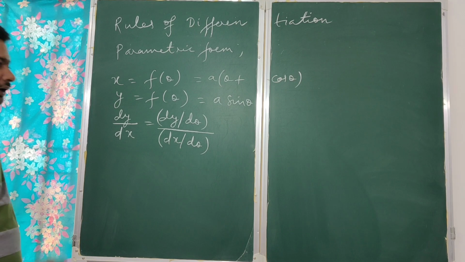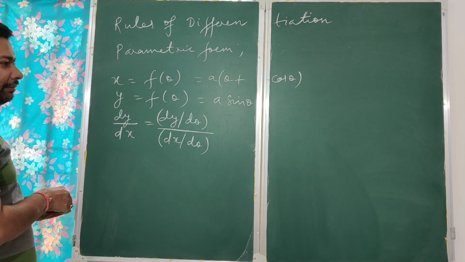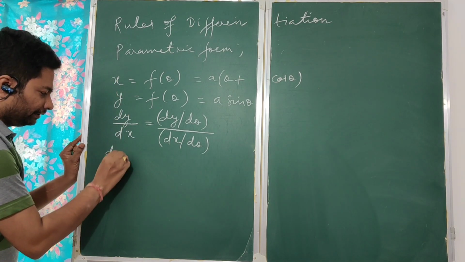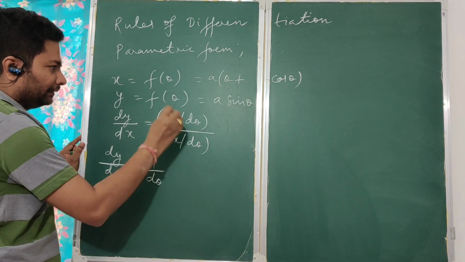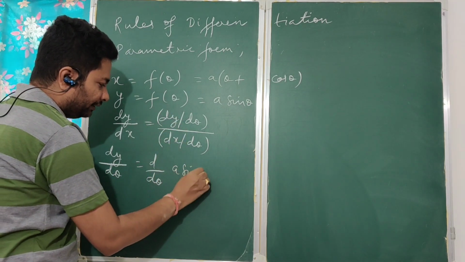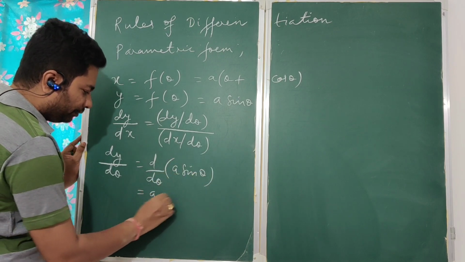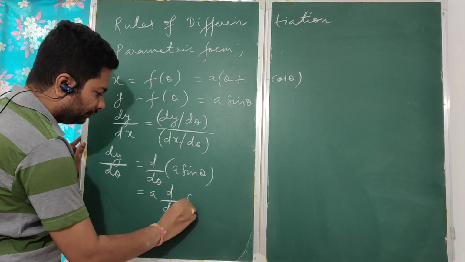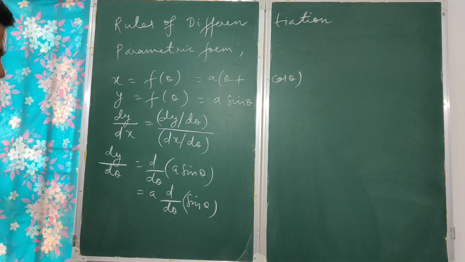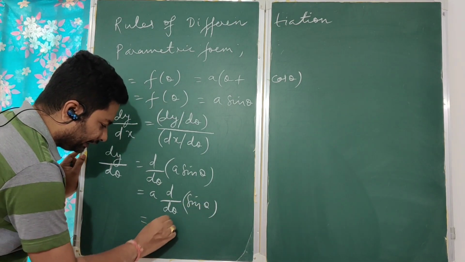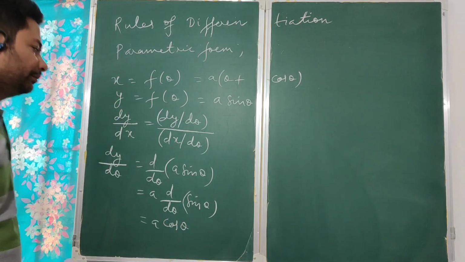Correct? So now first thing we will do is we will determine what is dy by d theta. So what will be dy by d theta? It will be d by d theta of a sin theta. a is constant. So a d by d theta of sin theta. d by d theta of sin theta is cos theta. So we can write it as a into cos theta.